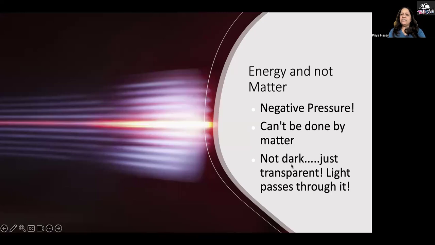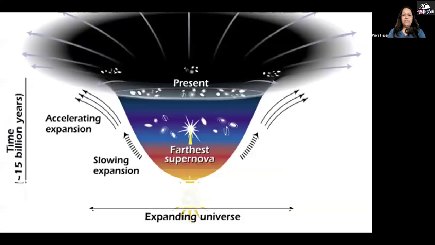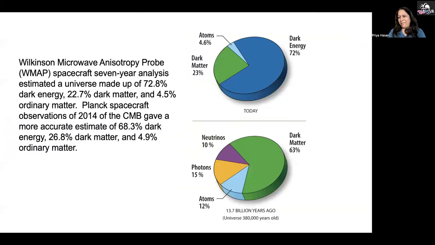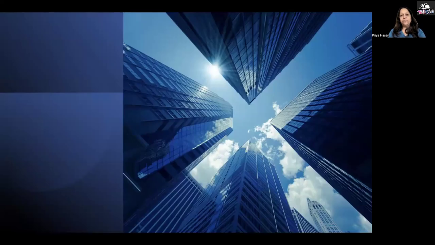So there's a lot of this thing. This is like negative pressure, can't be done by matter. It's not dark, just transparent, light seems to be passing through it. There are various probes, for example the WMAP probe, which tries to study the universe, the dark energy, the dark matter, which says that 73% of the universe is dark energy, 23% is dark matter, and only 4 or 5% of the universe is ordinary matter, right? So all that we are studying is barely 5% of the universe. The rest is all this other material which we do not know.